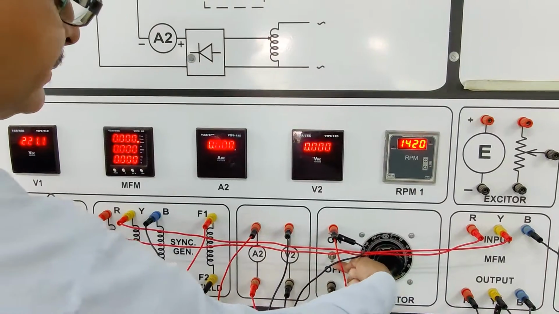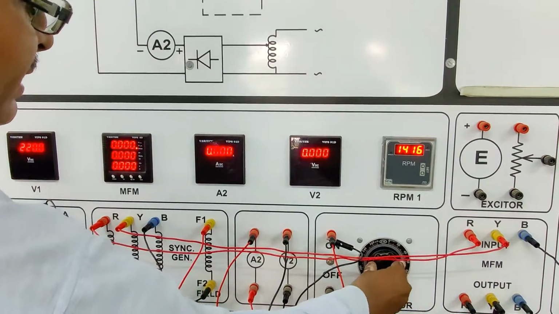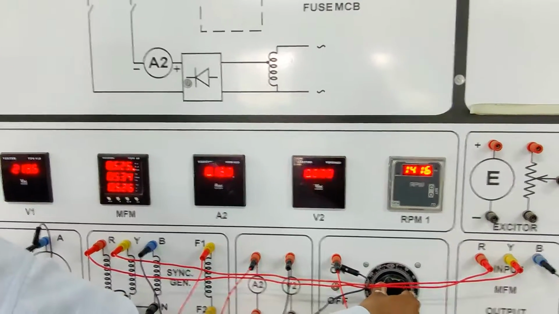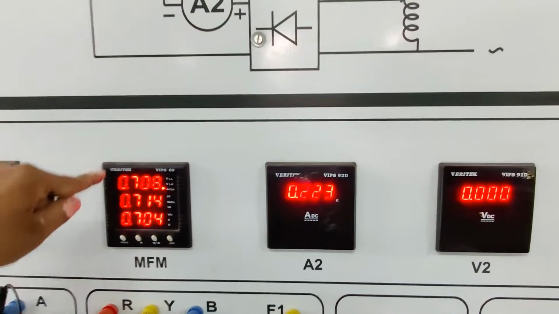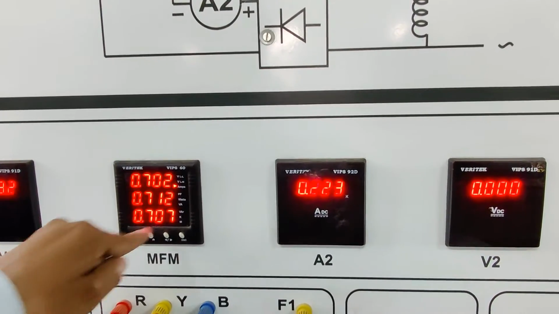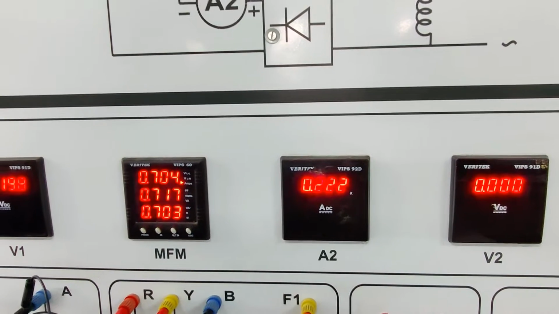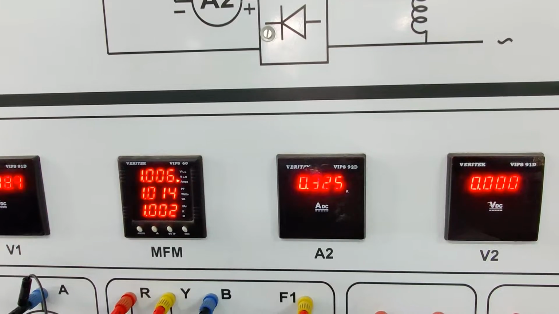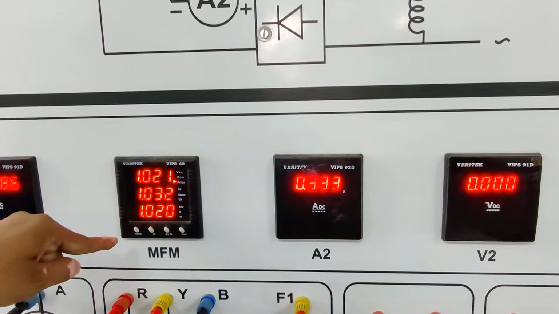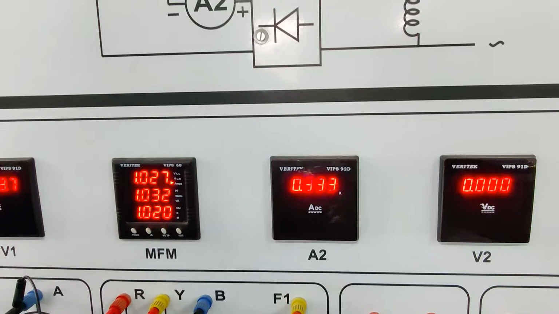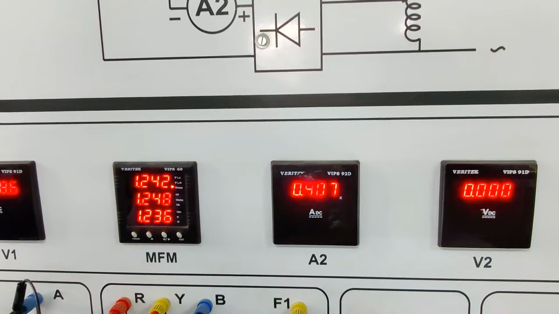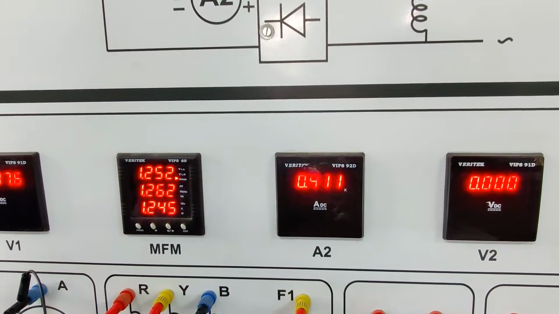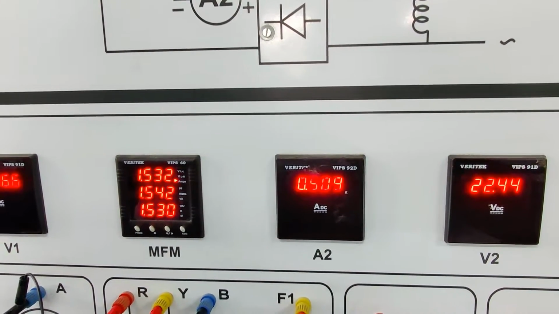So we start and increase the excitations. See that 0.6 and 0.7 ampere short circuit current and field current 0.2. Next 1 ampere and field current 0.3. Again readings for SCC characteristics 1.2 and 0.4. We will take 5 readings.